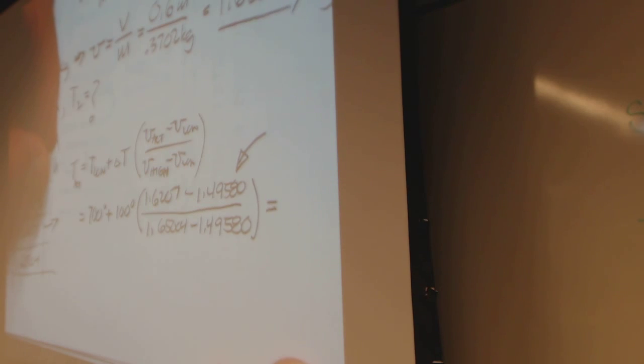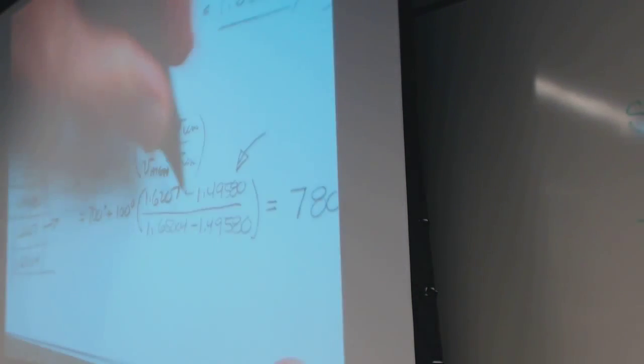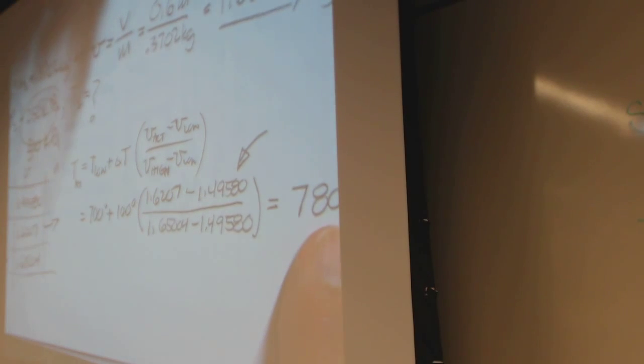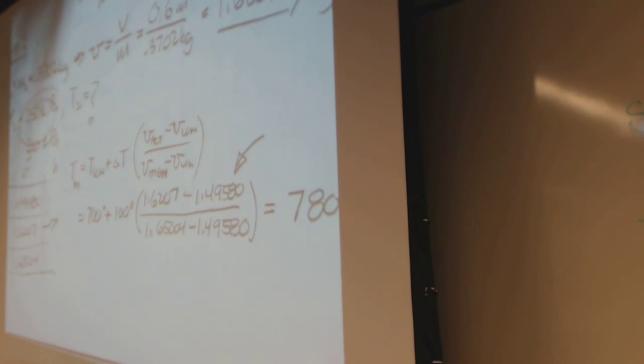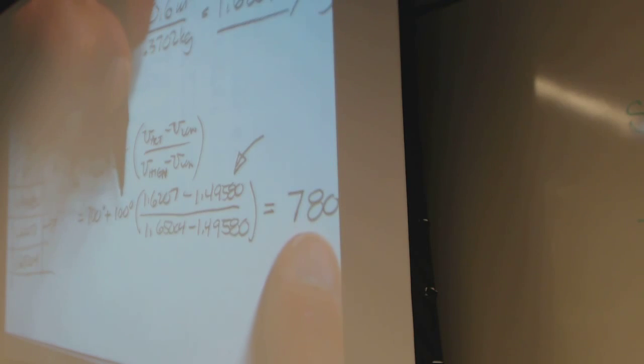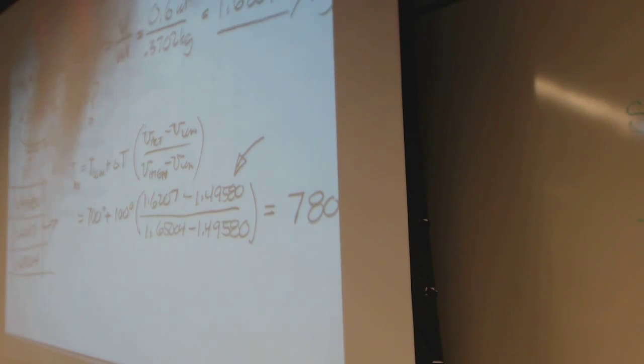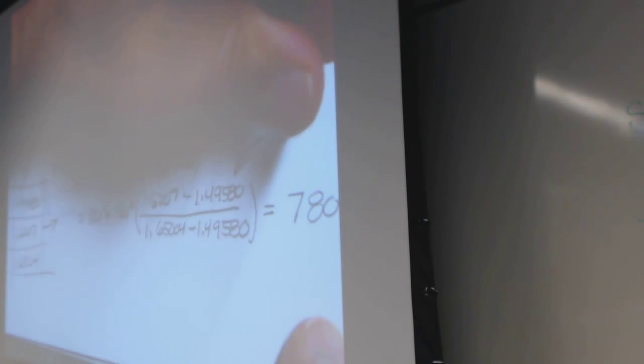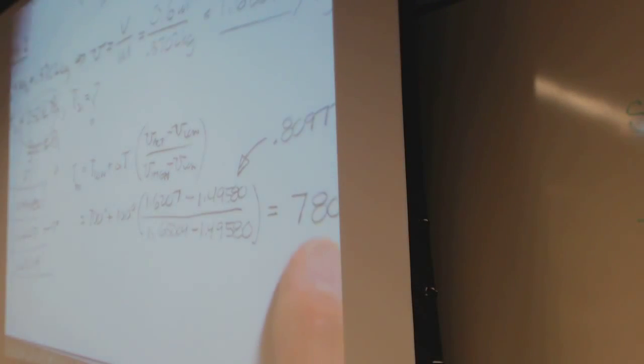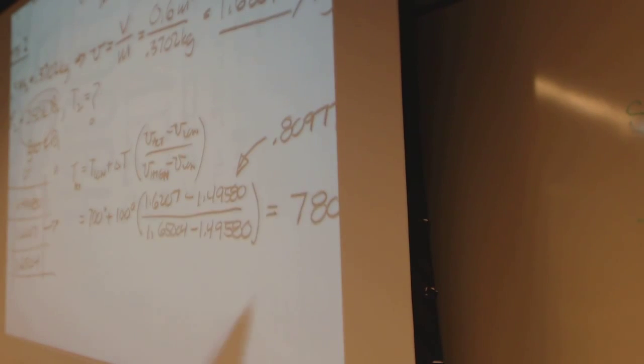I got 780 degrees. And what did you get for the parentheses there? Probably 80.8, right? Did you get 780 exactly? I got 80.97, so maybe like 780. Since this is times 100, I can pretty much figure out that value was 0.80977. Does that make sense?